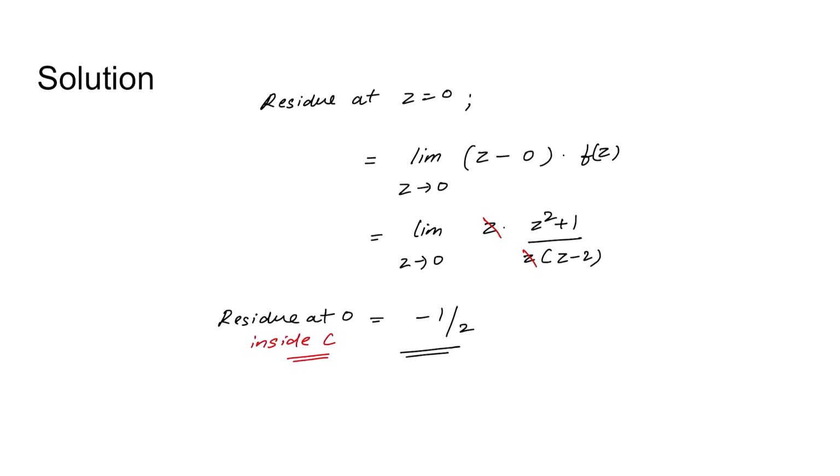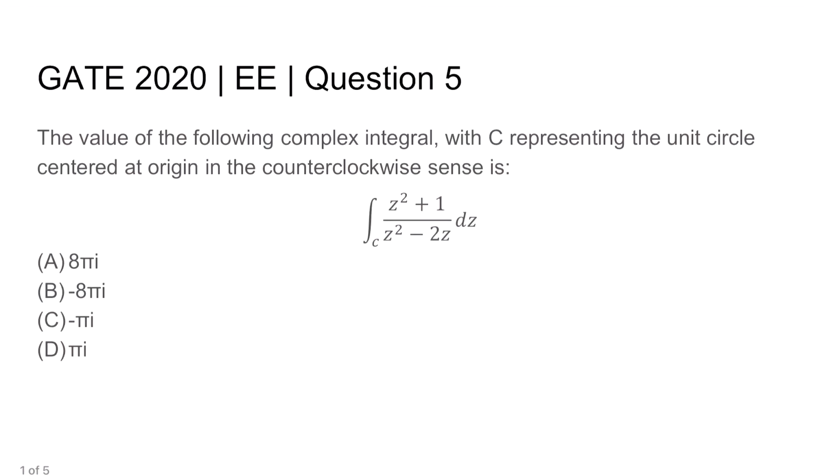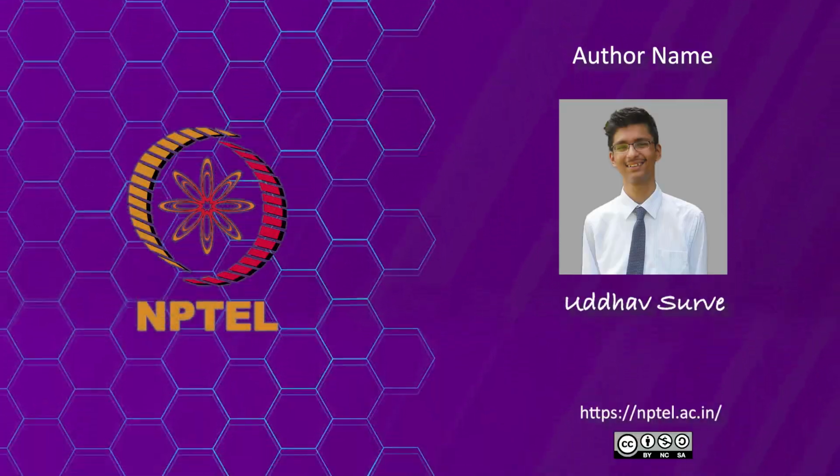Now, the value of the integral of f(z) dz over contour C is 2πi times the value of the residues. As there is only one residue whose value is −1/2, the final answer is −πi. Therefore, going back to the original question, thank you.